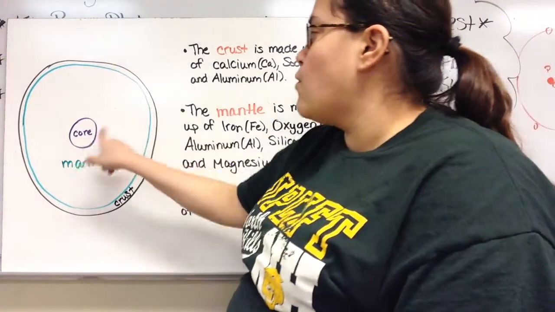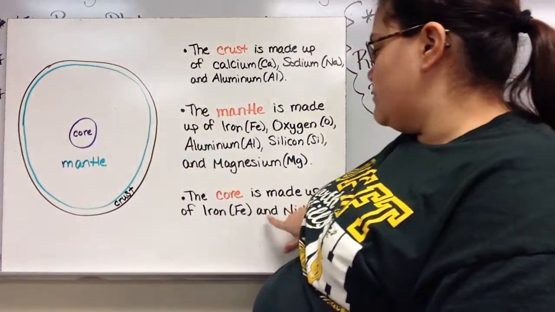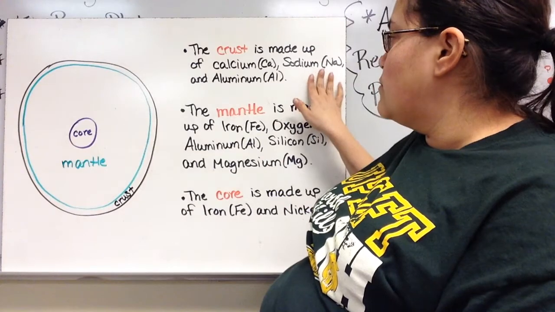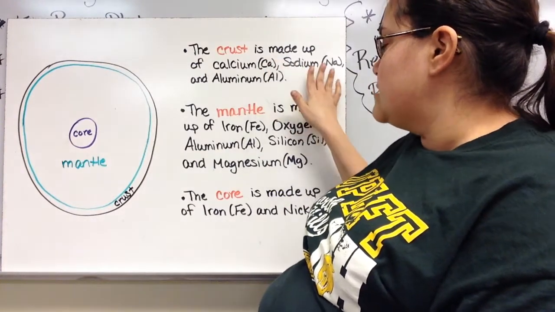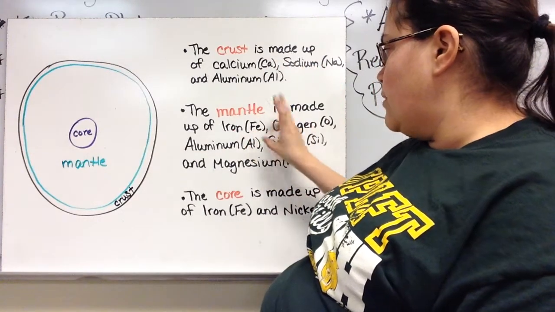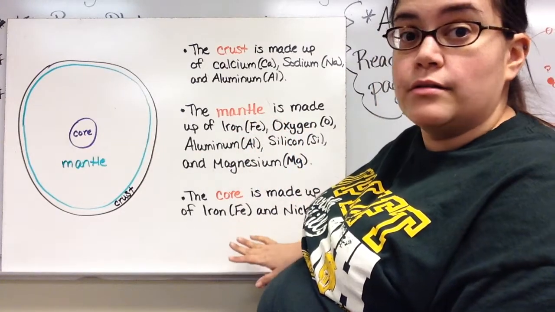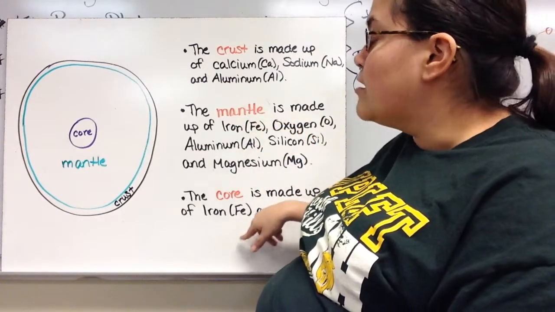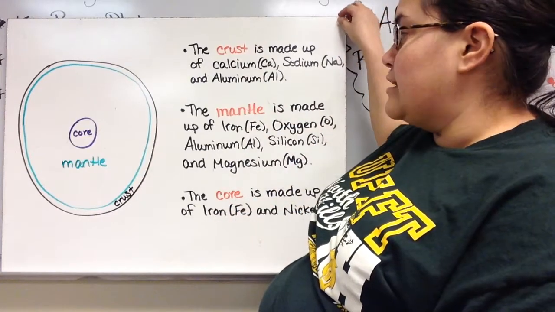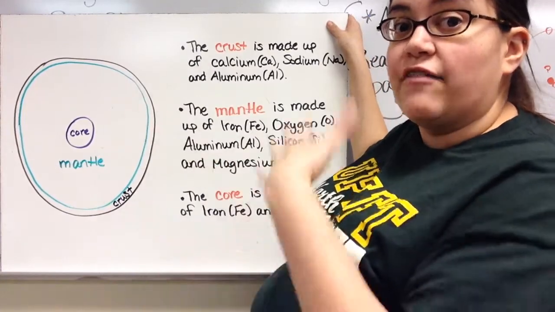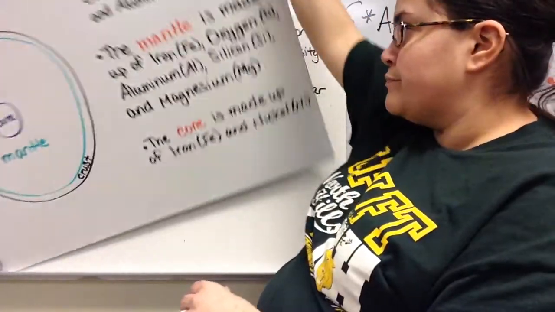And then lastly, the core, kind of like the donut hole in the middle, is made up of iron and nickel. Okay, so this is more rocky, calcium and sodium. This has a little bit more variety in it, and then the core is all metal. So that's the three different compositional layers. And to be honest, we're not going to talk about the compositional layers very much after now.